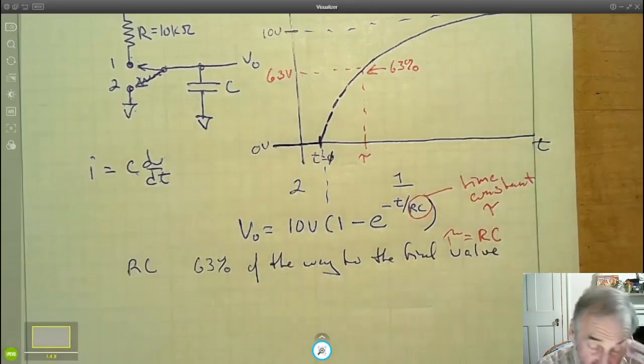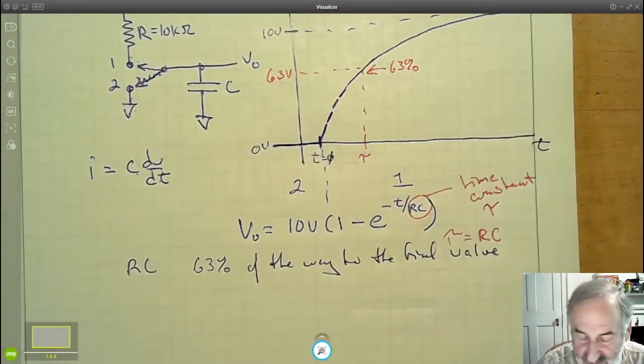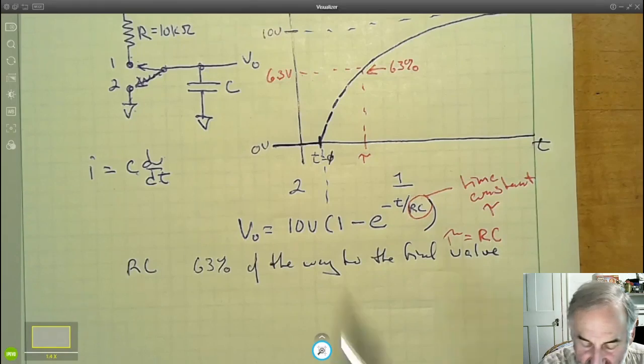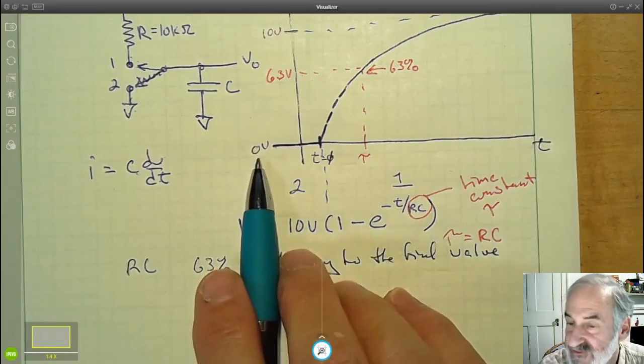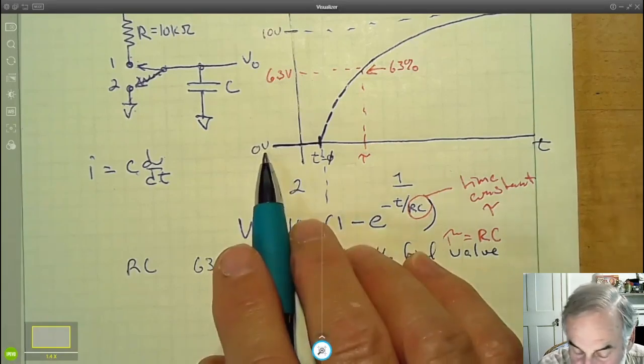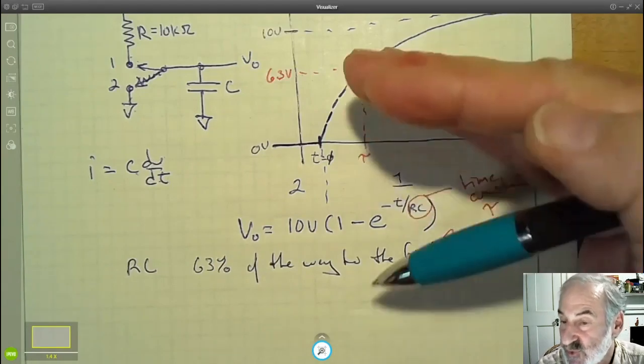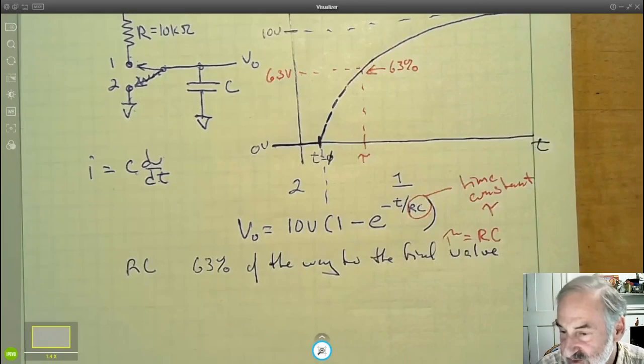By the way, I put it that way because we started at 0 and we were going to 10, so we could just say 63% of the way to 10 volts, but there's no reason we have to start at 0. We could have started at something else. So if we had started at minus 10, we would have been 63% of the way to 20 volts minus 10 volts because we'd started at minus 10.